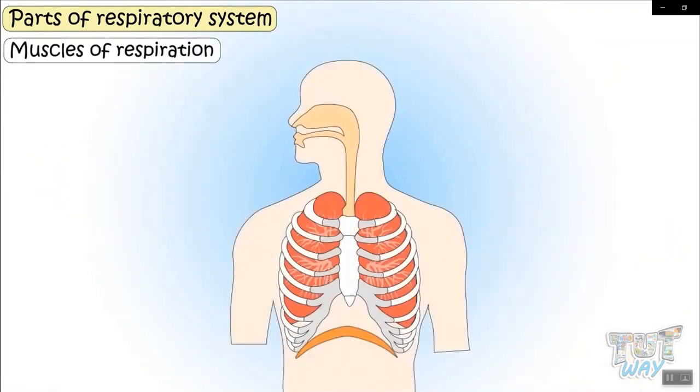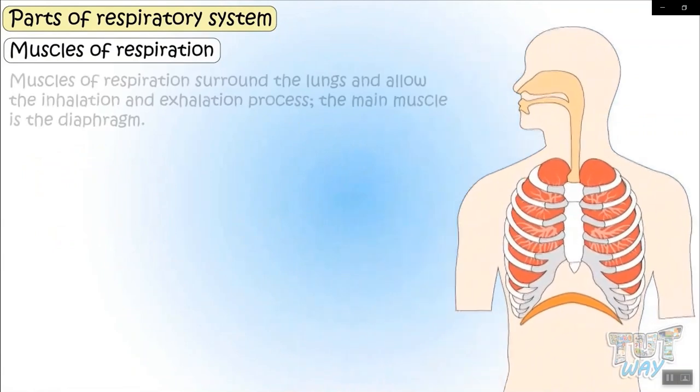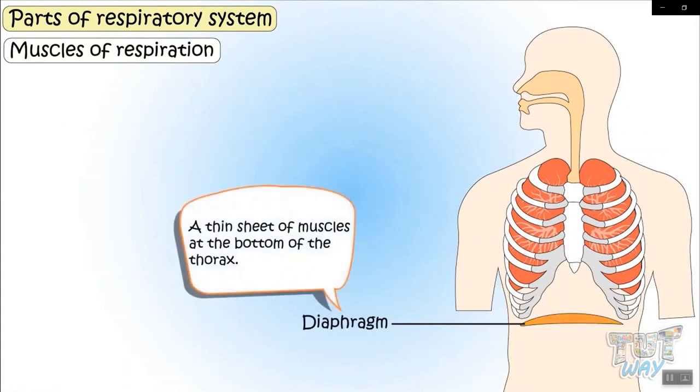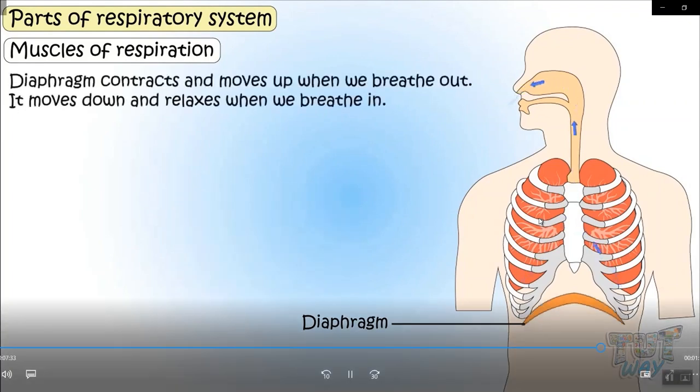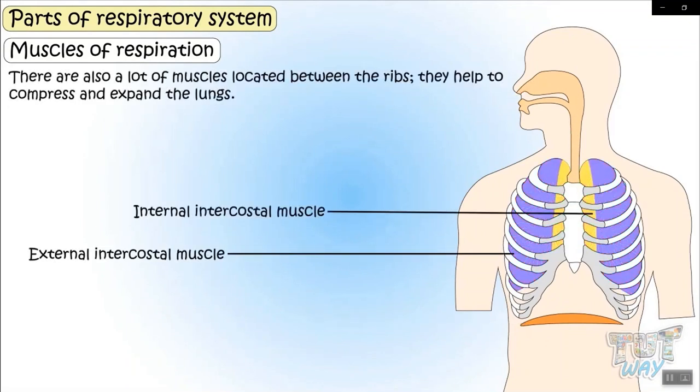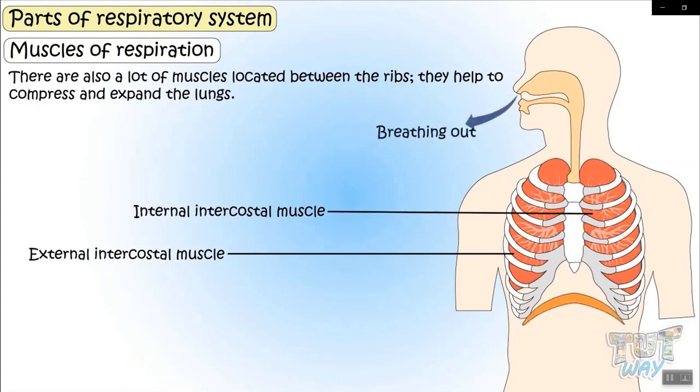Next are the muscles of respiration. Muscles of respiration allow the inhalation and exhalation, and the main muscle in the system is the diaphragm. It is a thin sheet of muscles at the bottom of the thorax. Diaphragm contracts and moves up when we breathe out. It moves down and becomes almost straight when we breathe in. And there are also a lot of muscles located between the ribs. They help to compress and expand the lungs while breathing in and breathing out.